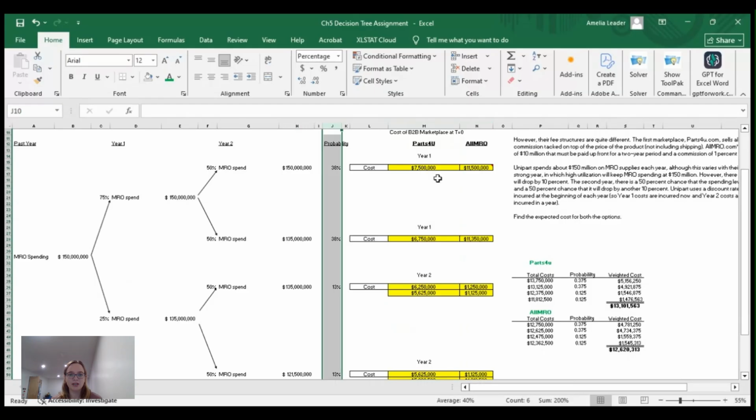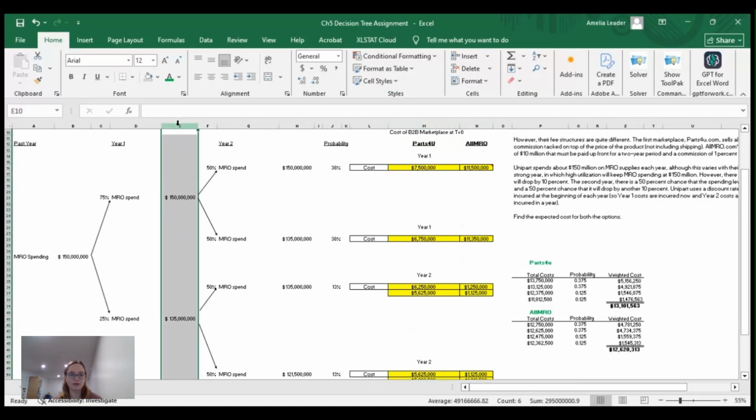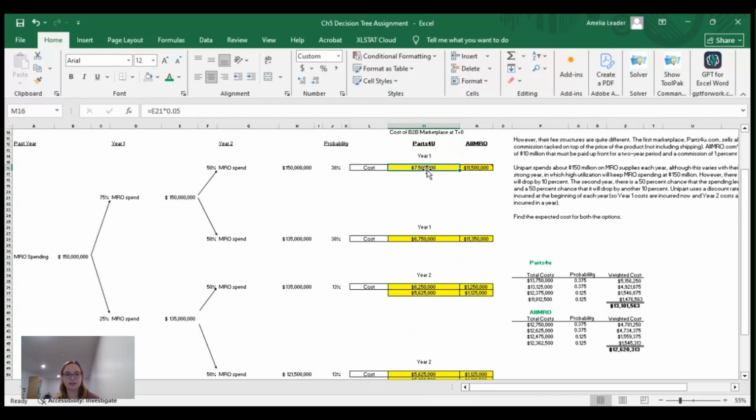So in year 1, to calculate this number here, the cost, it is E21. So I have 150 million, which is the chance in year 1 of the spending staying the same, multiplied by the commission rate for Parts for U, which is the 5%. So that's how I got that cost. And then in this scenario, it's the spending dropped, multiplied again by the commission rate.